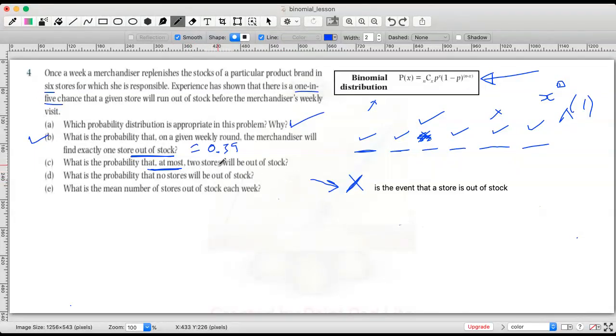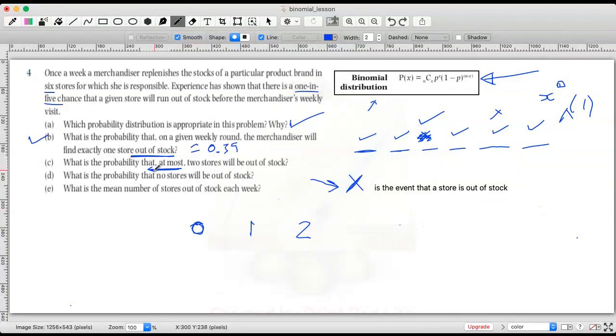Now, when we say at most, that means we can't be more than 2. We can't have 3, we can't have 4. 2 is the maximum. At most means 2 is the maximum. So we have to consider everything from 2 and below. So 2, 1, and 0. Remember, we can have the case with 0, where x is 0. That means no stores were out of stock. That is the case of 0. So remember, 0 is included.